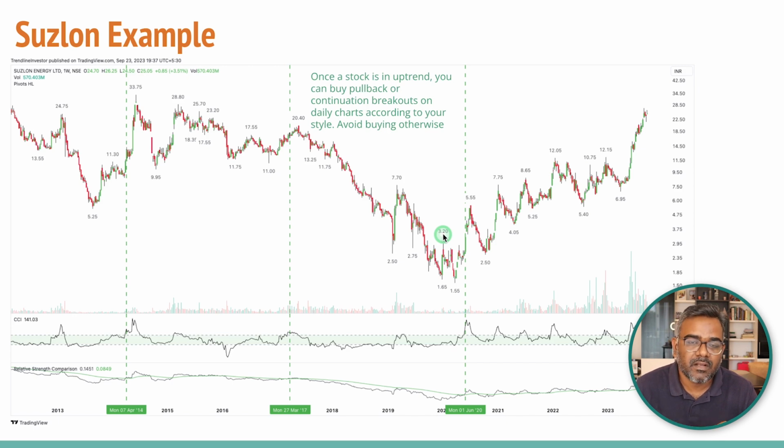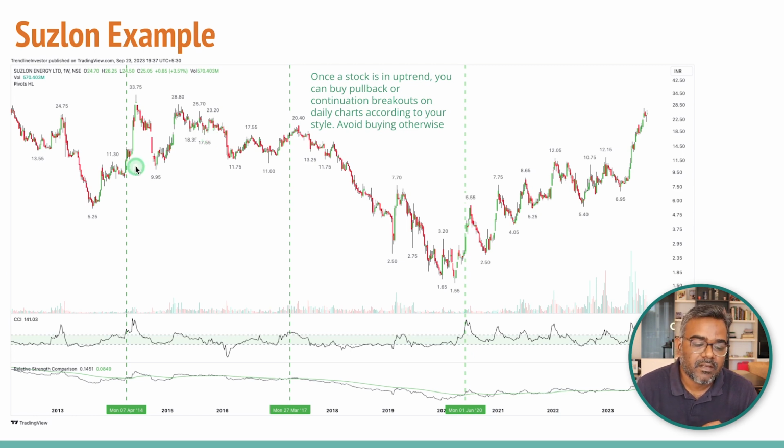It's pretty simple. When the price on the weekly chart closes above the pivot high, that means the stock is in an uptrend. And if the price closes below the previous pivot low, then it is in a downtrend. Okay, so here we're going to focus only on uptrends.